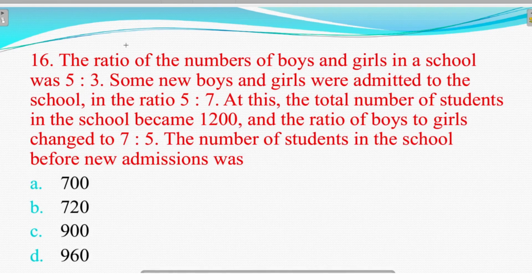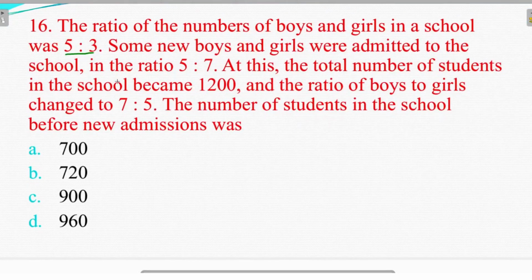Next, the ratio of the number of boys and girls in a school was 5 is to 3. Some new boys and girls are admitted to the school in the ratio 5 is to 7. After this, the total number of students in the school becomes 1200, and the ratio of boys to girls changed to 7 is to 5. Find the number of students in the school before the new admission.